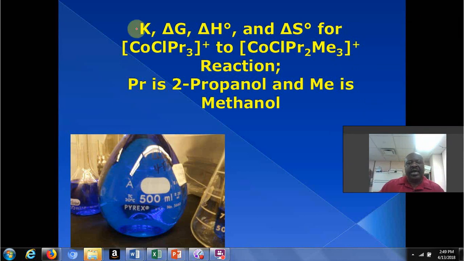So we have our reaction that involves complex ions. You guys will be talking complex ions in the coming week. So basically this is cobalt hooked up to chloride, and PR is propanol. So this is one species here, and it's tetrahedral. Here's the other one, cobalt chloride, 2 propanols, 3 methanols. We are talking alcohols here. And so the reaction is from a tetrahedral species to an octahedral species, and if you look at the change, the net effect is just removing 1 PR and adding 2 MEs.